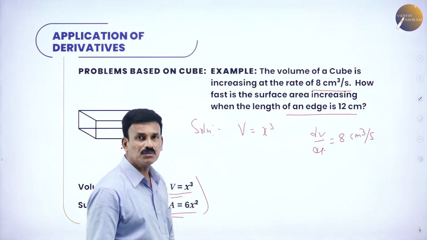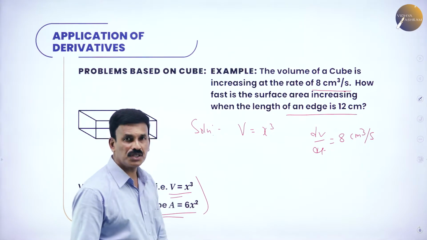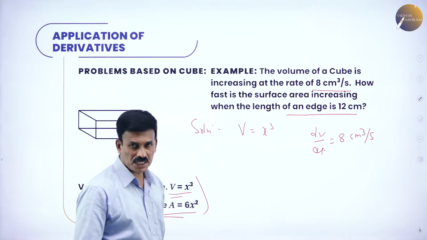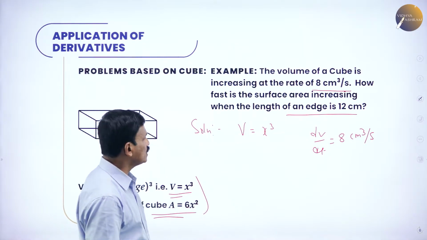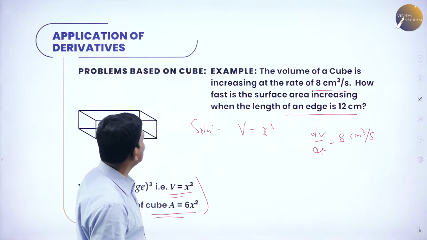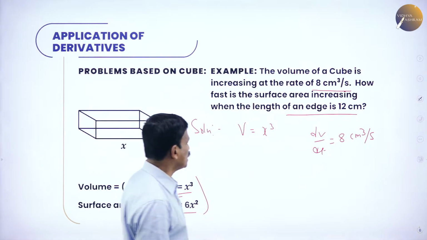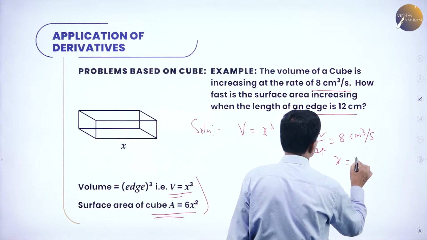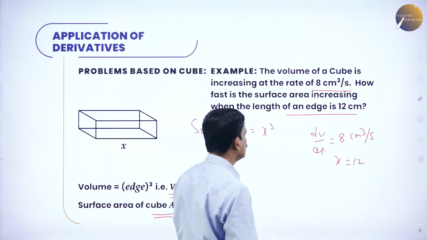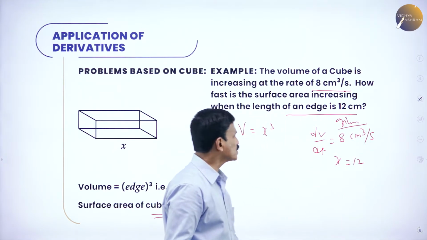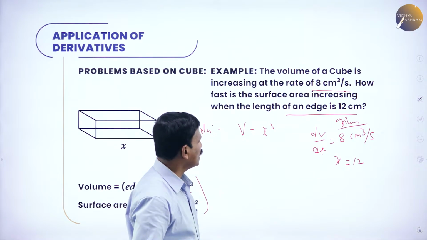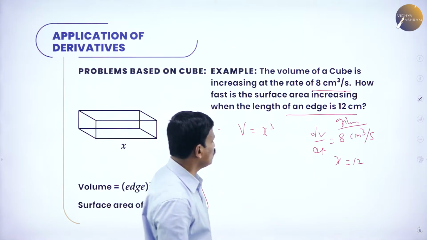Okay. Now let us come to this. What is given? V is equal to x cube. Volume of the cube is x cube, and the rate of change of volume is given. dV by dt is equal to 8 centimeter cube per second, when the length of an edge, each side x, is equal to 12 centimeters. These are the given conditions. Given that dV by dt is equal to 8 cm cube per second and x is equal to 12 centimeters.